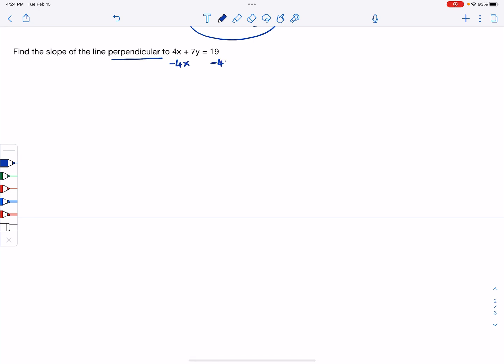So subtract 4x from both sides. So that gives me 7y is equal to negative 4x plus 19. Then I'm going to divide everything by 7 to isolate the y. So that gives me y is equal to negative 4 over 7x plus 19 over 7. All right. Now, as you can see, the slope directly reads from this. So m, which is the slope, is equal to negative 4 over 7.